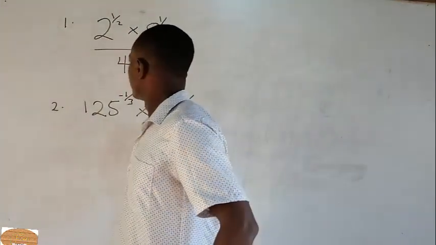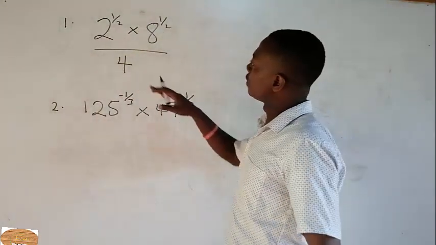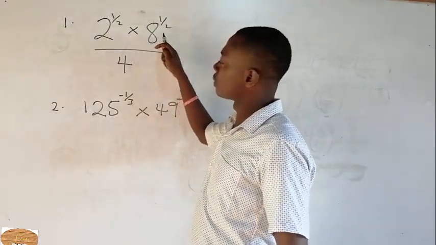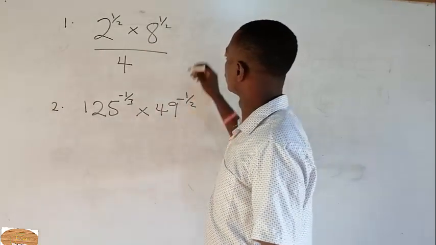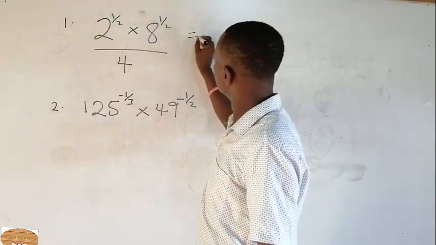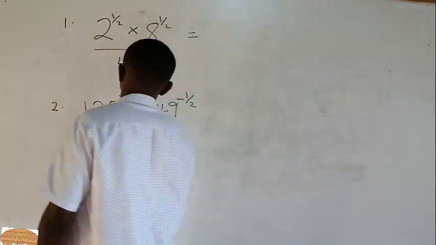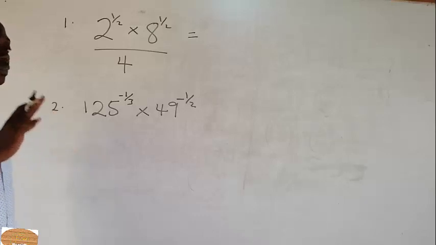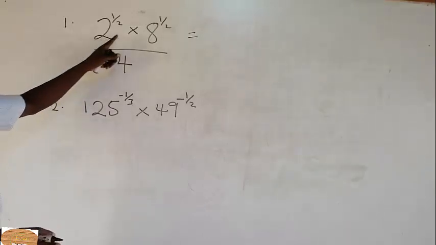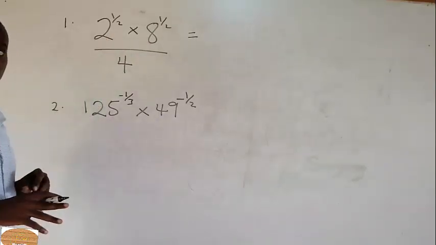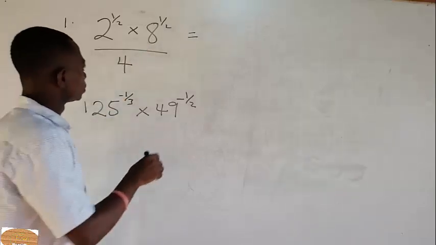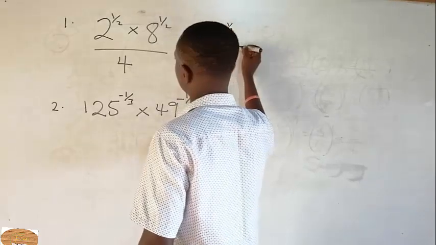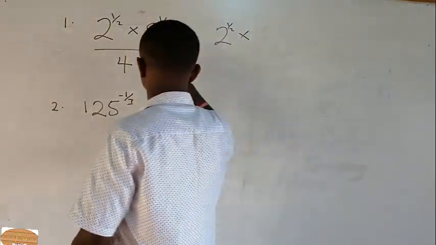Alright. Let's consider the following example. I have 2 to the power 1 over 2 times 8 to the power 1 over 2, all over 4. Let's use the law, and I remind you, before you can use the law, you have to make sure we have equal bases. We have 2 here, we have 8 here, and 4 here, unless you change something.